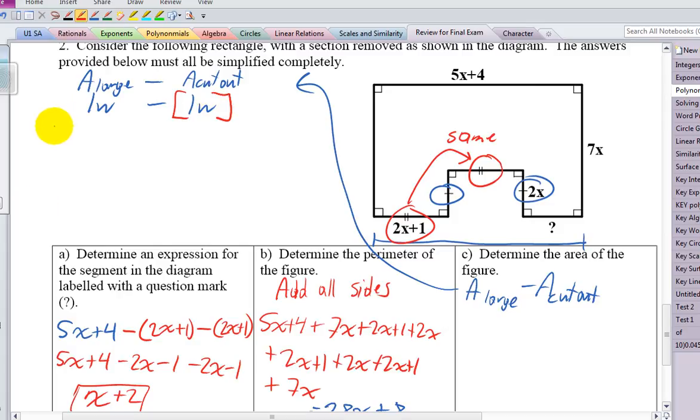Okay, so for the large area, it's going to be 7x times 5x plus 4 minus bracket 2x times 2x plus 1. Okay. So go ahead, try that, see what you can get. Go.